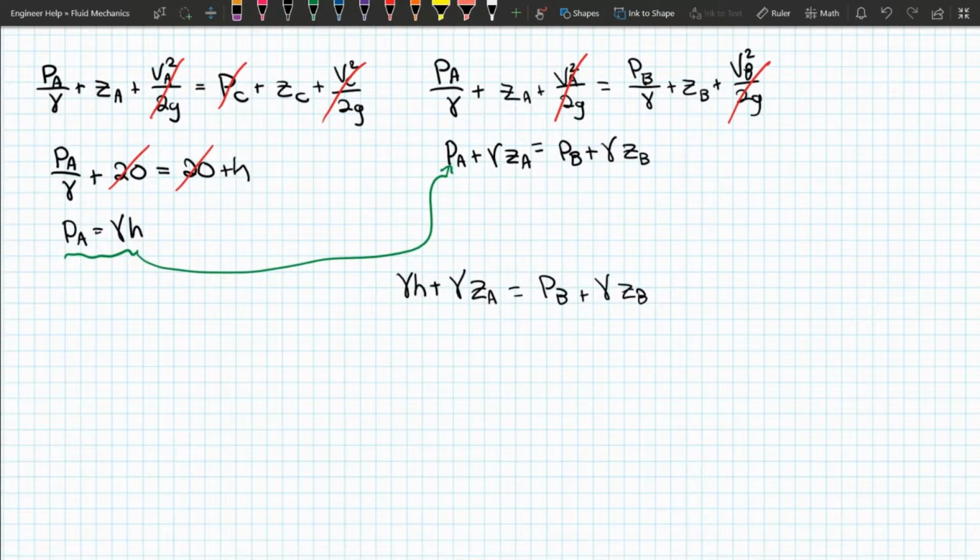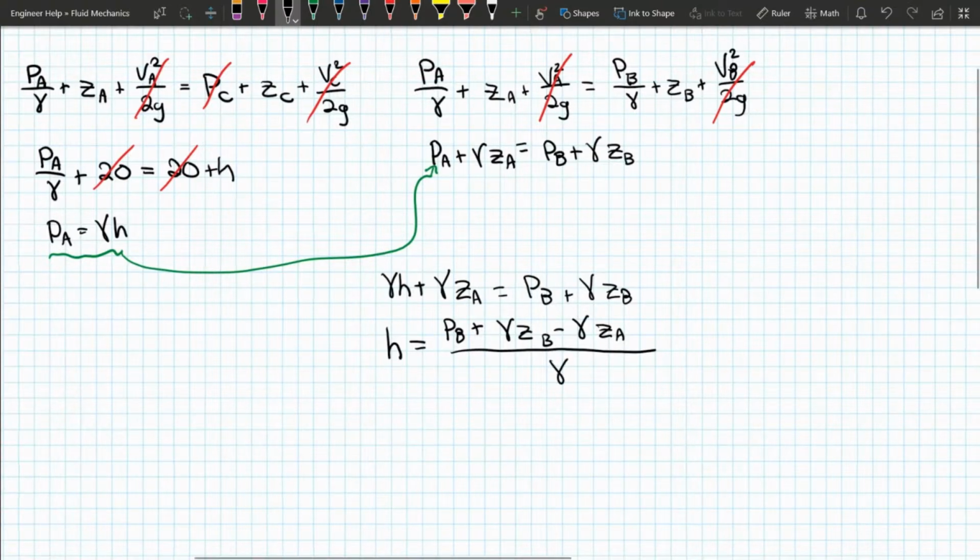Okay, so from here it's just simple algebra. So let's go ahead and isolate h. So we're going to get h is equal to pressure at B plus gamma times the elevation of B minus gamma times the elevation at A, and that's going to be all over gamma.